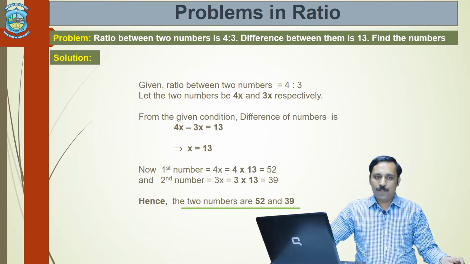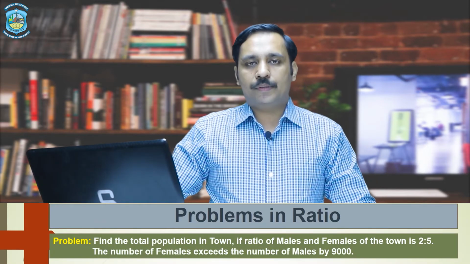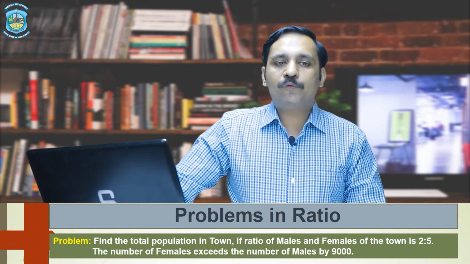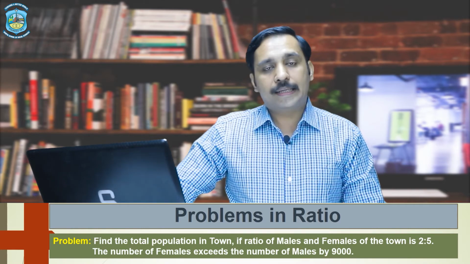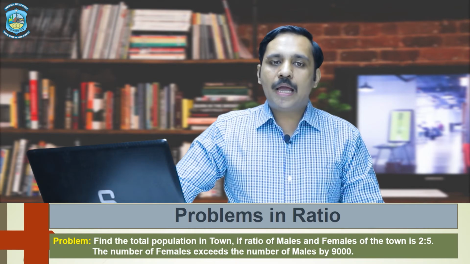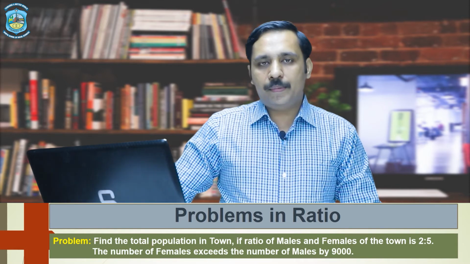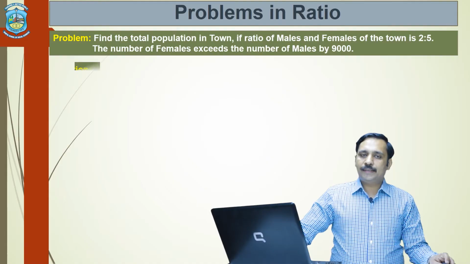Let us see the next problem. The statement is: find the total population of a town if the ratio of males and females of the town is 2:5. The number of females exceeds the number of males by 9,000. So here we have to find the total population. It is given that the ratio of males to females is 2:5. And also it is given that we have 9,000 more females as compared to males. Let us see the solution.